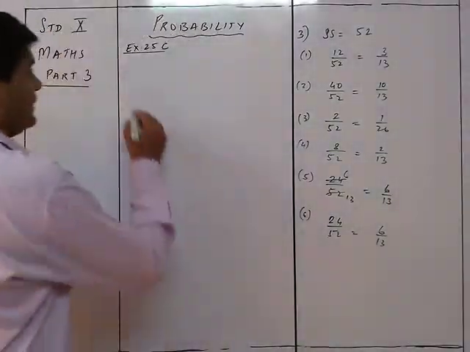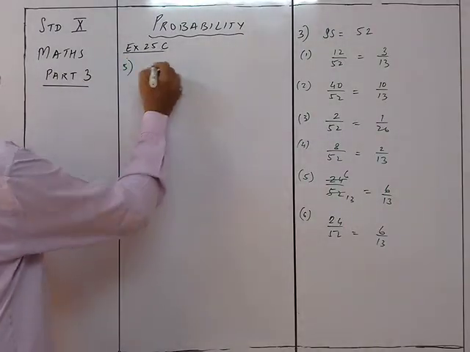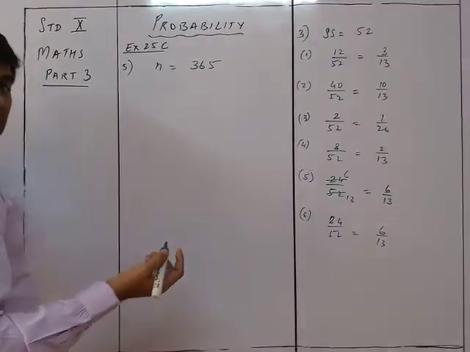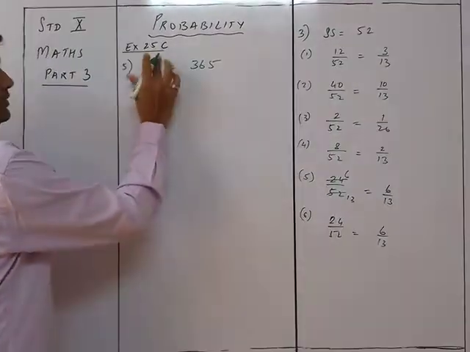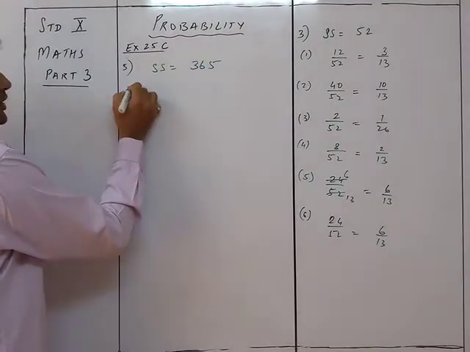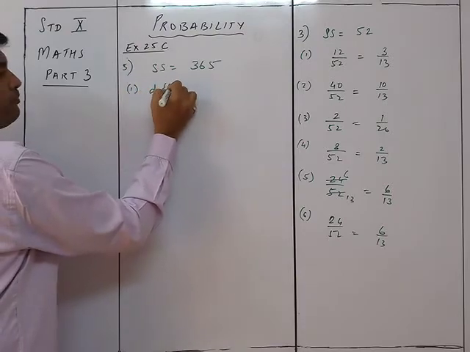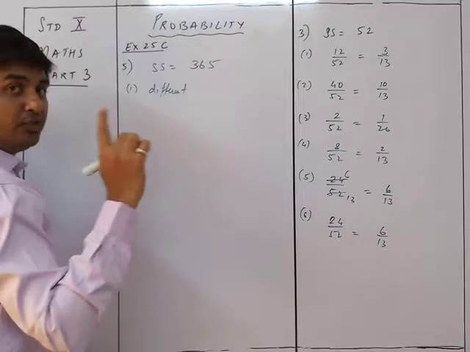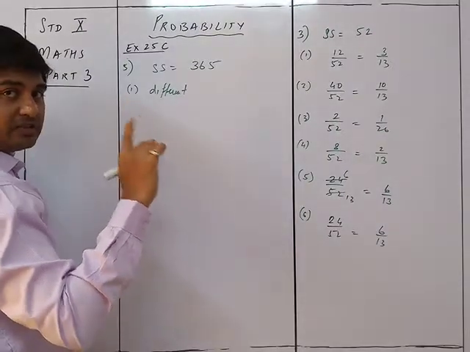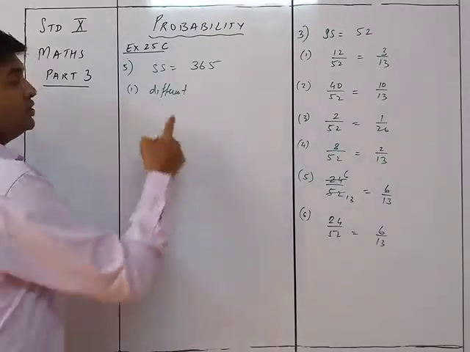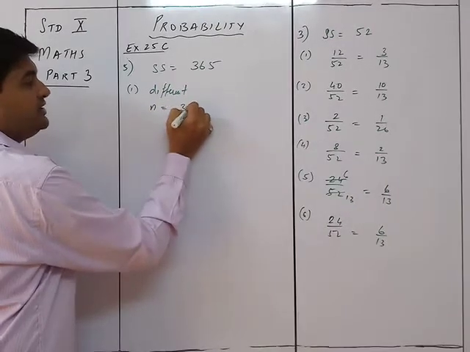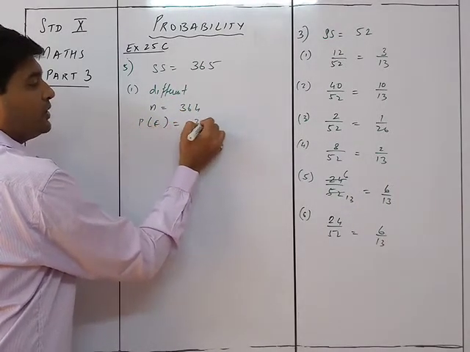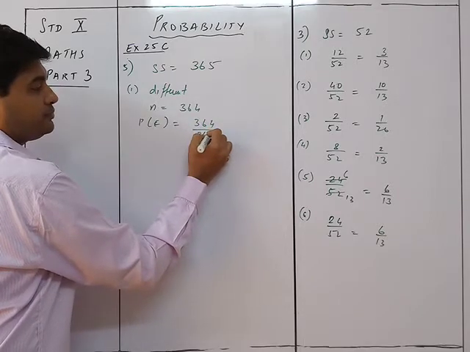So the sample space is 365, because there are 365 days in a year. Now first one is different birthday. When it is a different birthday, it has to be not one particular date which is common, otherwise any other date. So automatically n will be equal to 364. Therefore P(E) will be equal to 364 upon 365.